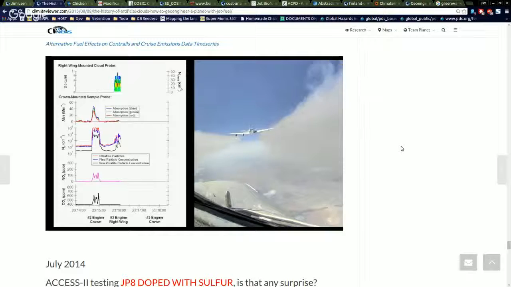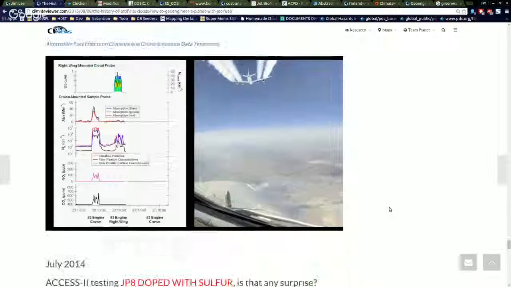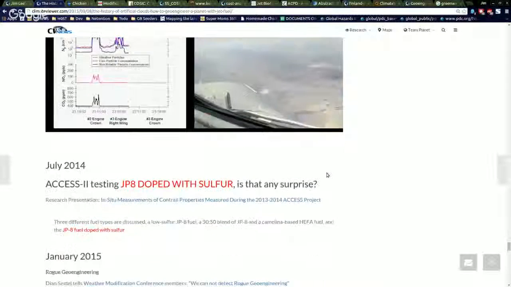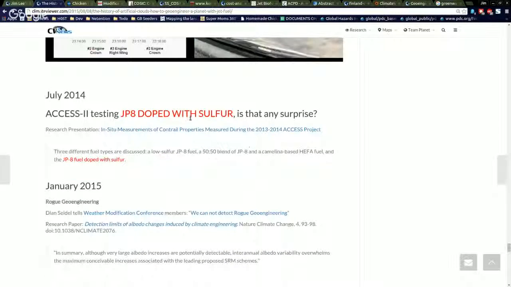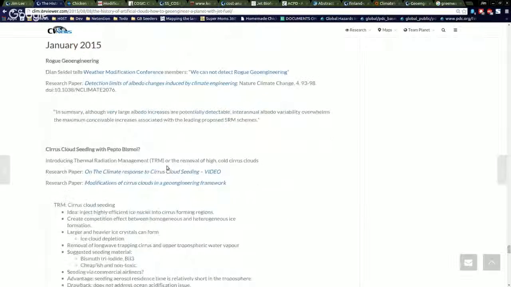Pretty cool. So these are the ACCESS flights. They are testing them right now. They're trying to get these biofuels to save them from being screwed. And here's the proof in the pudding, JP8 doped with sulfur. The only other thing that they've even talked about is this stuff called cirrus cloud seeding.